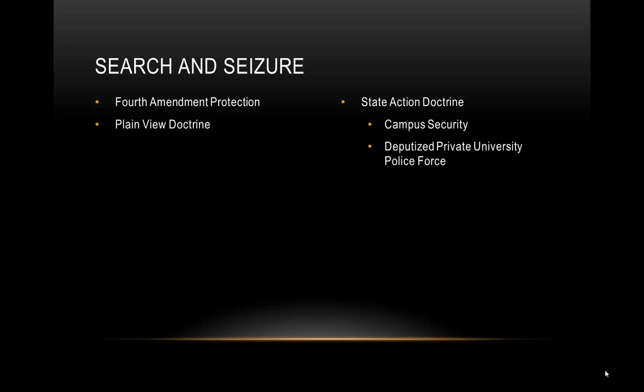Now, if it's in plain view, then police can enter a student's residence because of the plain view doctrine. So if they see something illegal happening, they can enter the residence. For example, if there are windows and they see marijuana and other paraphernalia on a counter, they can then enter that residence because it's in plain view. Same thing for a vehicle and any other type of area.